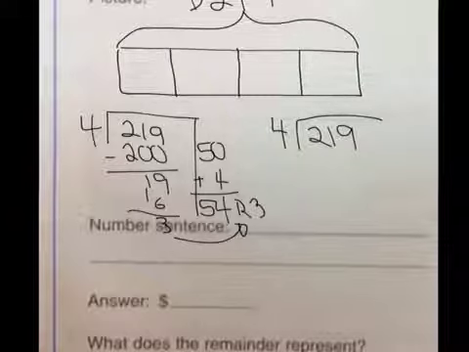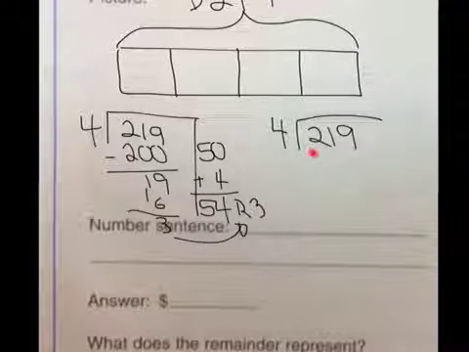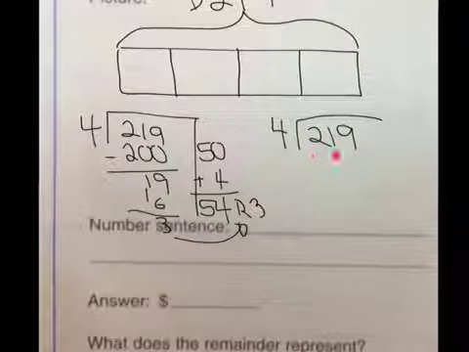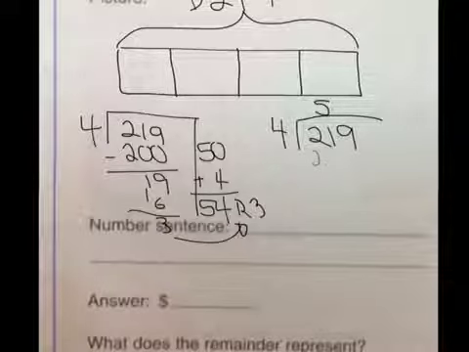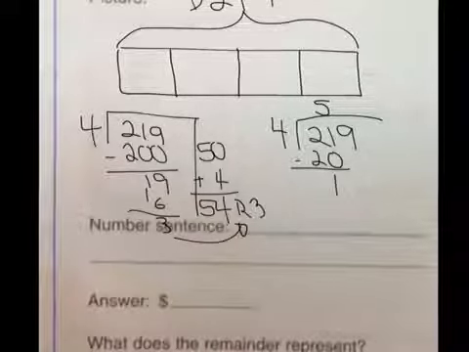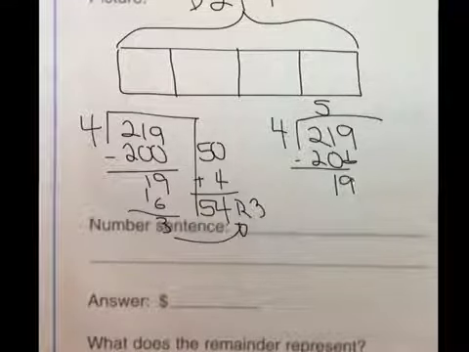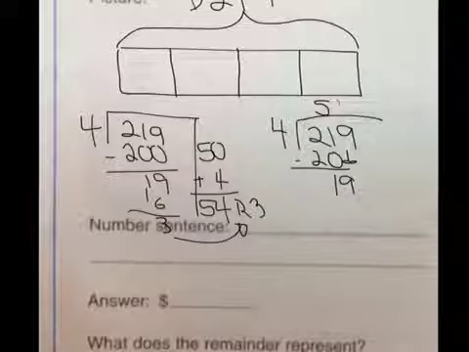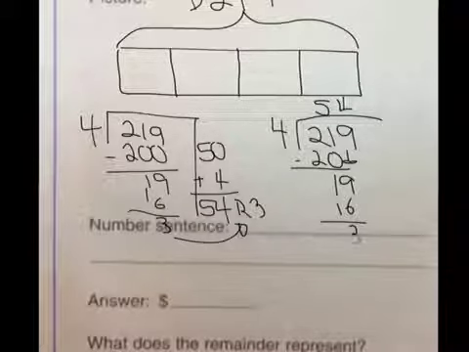How many 4s are in 2? None. So we go on to the next number. How many 4s are in 21? Now, if you said 5, you're correct. And then we bring down the 1, and we subtract, and then we bring down the 9. And we do, how many 4s are in 19? Well, we know that 4 times 4 equals 16, and now we have a 3.